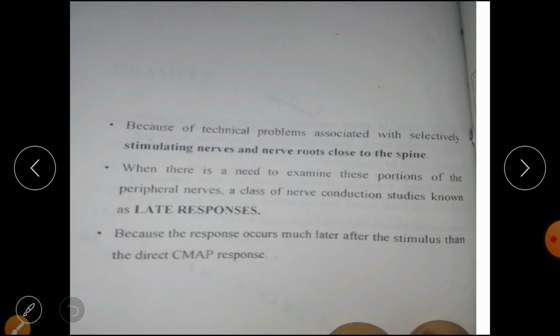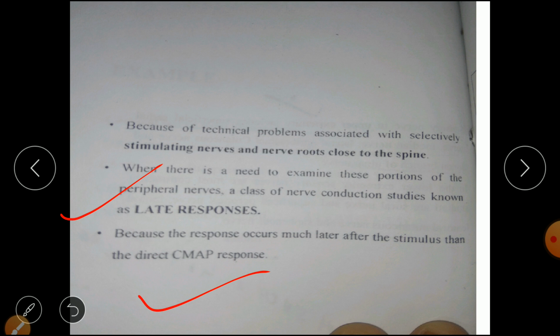This is because of the technical problems associated with selectively stimulating nerves and nerve roots close to the spine. So when there is a need to examine these proximal portions of the peripheral nerves in an NCV study, we can use late responses, because the response occurs much later after the stimulus than the direct CMAP response.